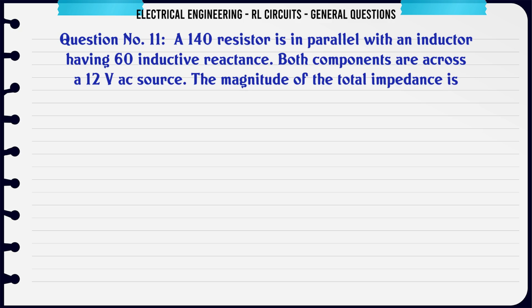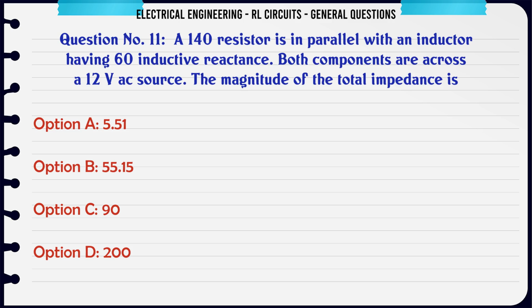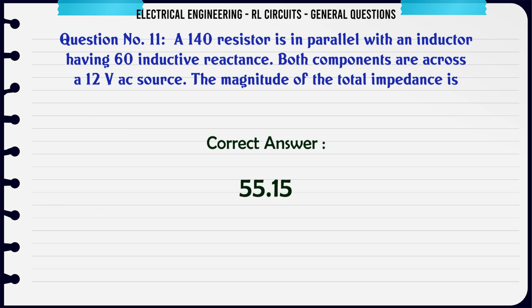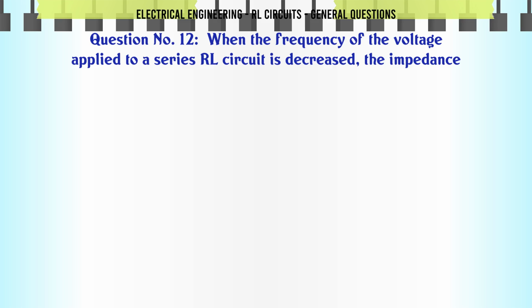A 140 resistor is in parallel with an inductor having 60 inductive reactance. Both components are across a 12V AC source. The magnitude of the total impedance is A. 5.51, B. 55.15, C. 90, D. 200. The correct answer is 55.15.